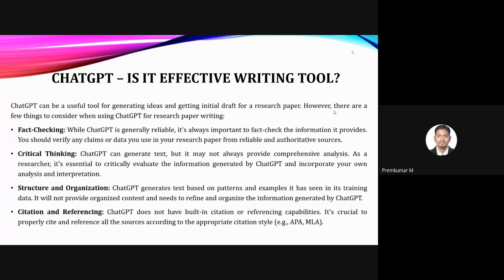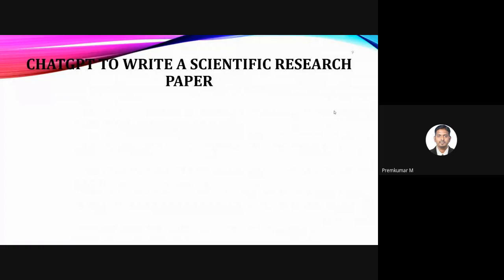The next one is citation and referencing. Since it is a text-based tool, it will not have any kind of referencing tool. Nowadays they have started giving some add-ons, and maybe in future you may get add-ons for referencing, but as of now we don't have any. So all the references you have to find and cite properly. For publications, you have to submit the paper in appropriate styles like APA or MLA, but that's not possible with this tool.